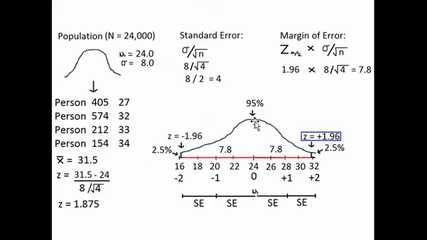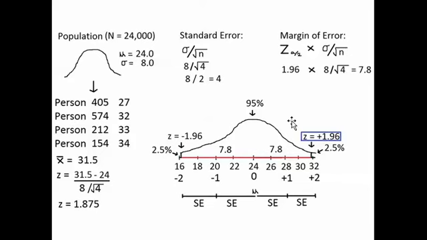Finally, this margin of error is telling us that if we kept on randomly selecting more and more samples of 4 people from this population and kept on calculating the mean of each one, we would expect to get a sample mean within 7.8 of the population mean 95% of the time. We would expect to get a sample mean more than 7.8 below the population mean 2.5% of the time, and we would expect to get a sample mean more than 7.8 above the population mean 2.5% of the time.